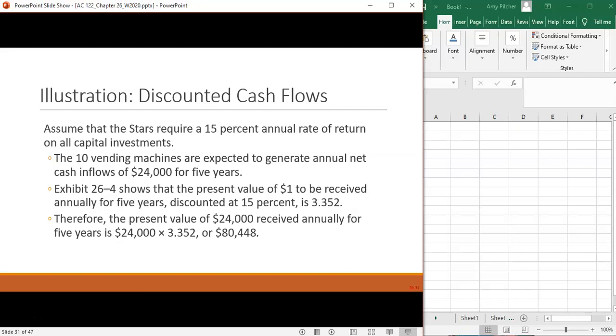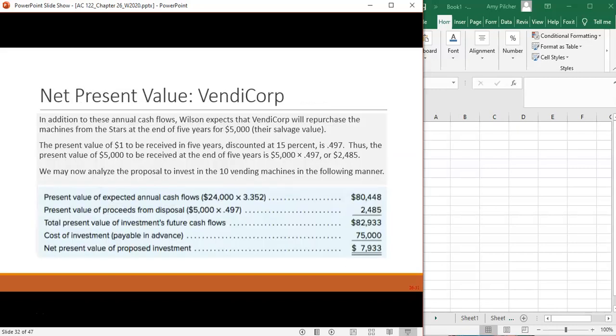So we know that not only does this investment cover our required 15% rate of return, but we're also going to recoup our money on the investment. So that gives us that net present value of $7,933. We also are going to do the net present value of any salvage value that we're going to receive, as you can see in this slide.